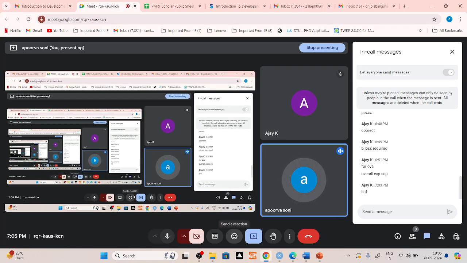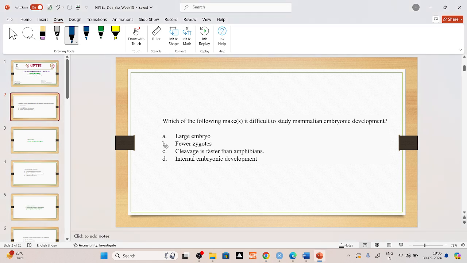B and D. Okay. B, that is fewer zygotes, and D, that is internal embryonic development. Yes, it is the correct answer. We have just now studied that cleavage is slower than that in the case of amphibians, so option C cannot be the correct one. And mammalian embryonic development leads to fewer zygotes, and the embryonic development takes place inside the body. So these are the reasons why mammalian embryonic development becomes a little bit difficult.